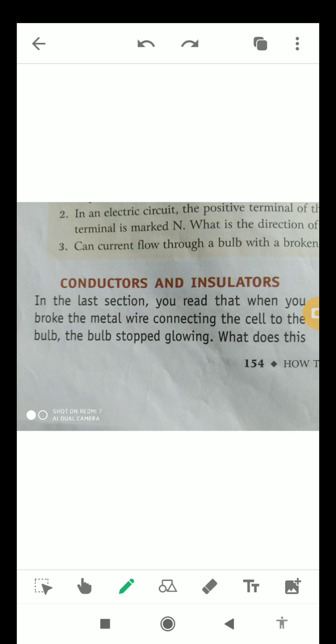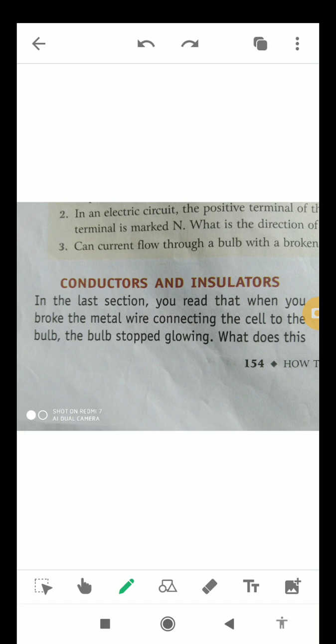And now I will tell you about insulators. Insulators are those substances through which electricity cannot pass, or insulators are also known as non-conductors. Okay students, for example, rubber, plastic, paper, glass, etc.